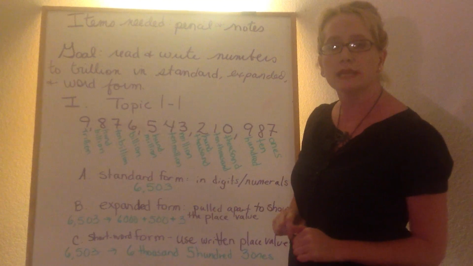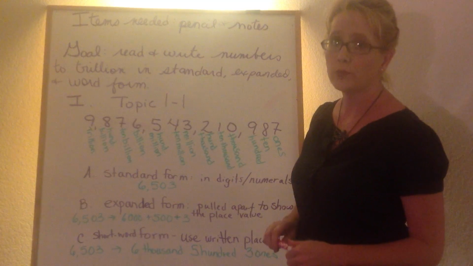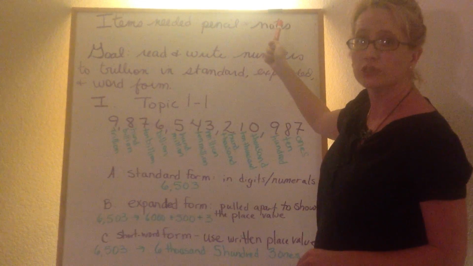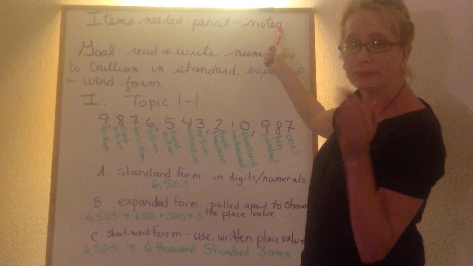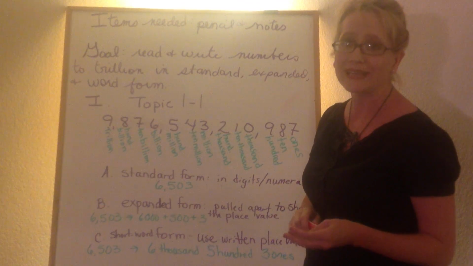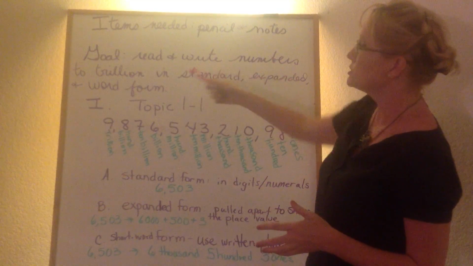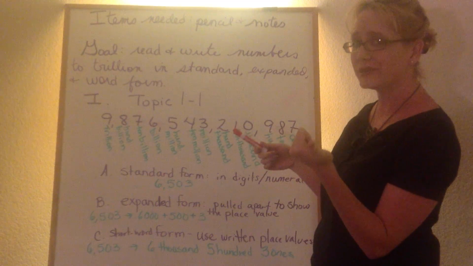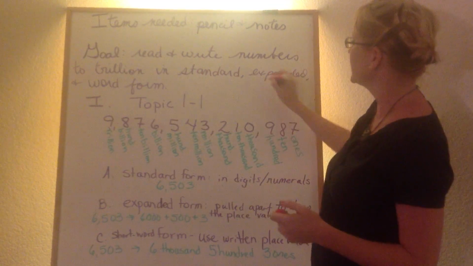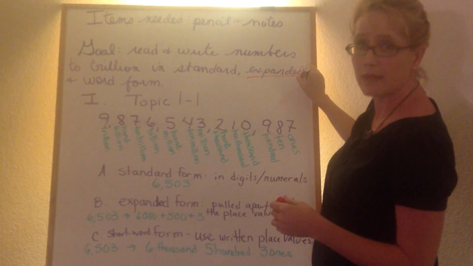So today we're going to be taking notes on topic 1.1. What you're going to be needing is your pencil and your notebook. We labeled that in class a couple days ago. Our goal today is that you can read and write numbers up to trillion in standard, expanded, and word form. Remember, we've already defined what expanded meant.